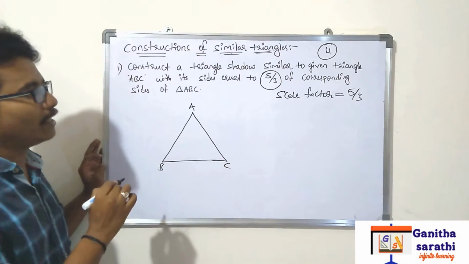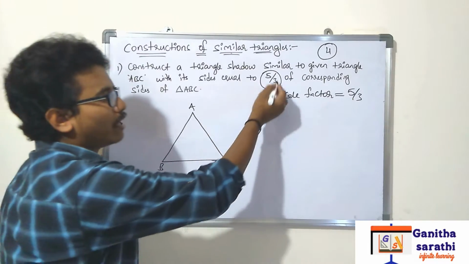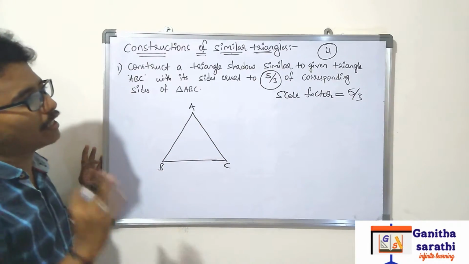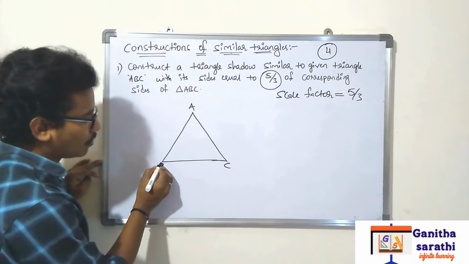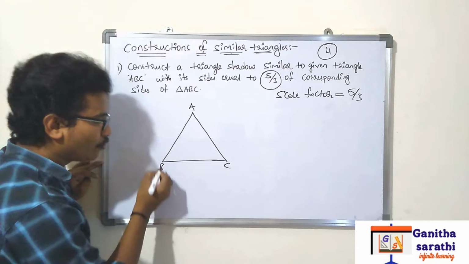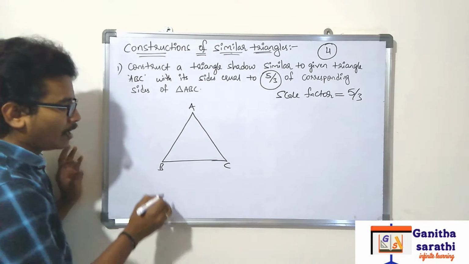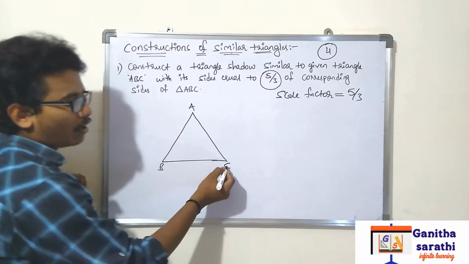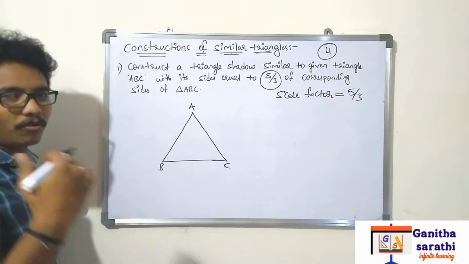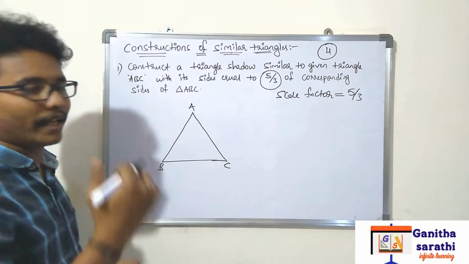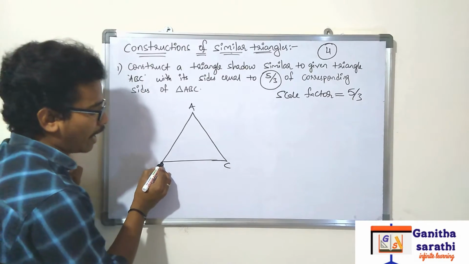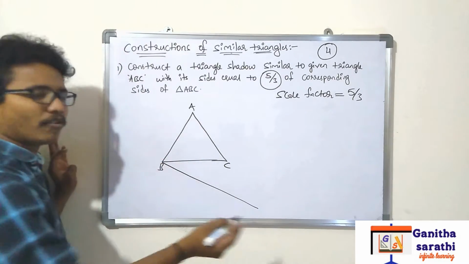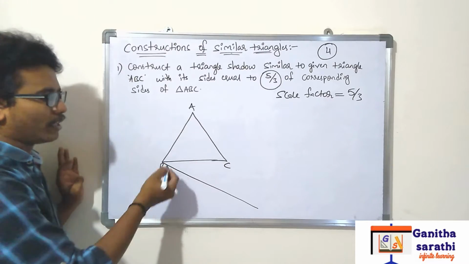5 by 3 means, see here, whenever you are getting fractions, first see the greater number. How much is the greatest part? 5 parts. So from B or from C, to the exterior, you have to take an acute angle. Acute angle means between 0 and 90, so the angle will definitely be like this. You can draw by your assumption. This is not in degrees.